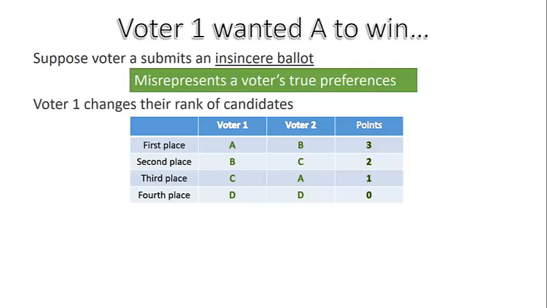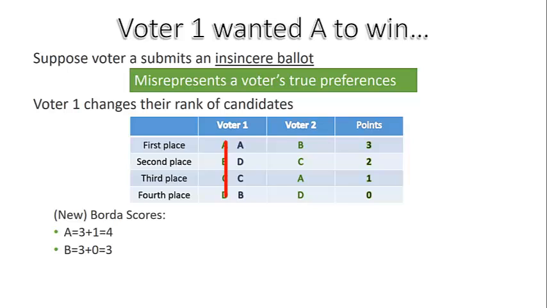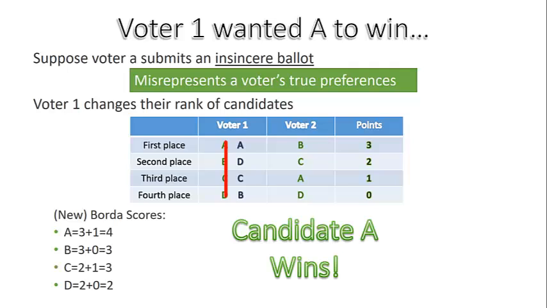So instead of voting how they really feel, they decide they're going to submit a list like this, where they have candidate D in second place, and they move candidate B down to fourth place. With these two ballots, if we compute the new Borda scores, we see that A still has a Borda score of 4, B now has a Borda score of 3, C a Borda score of 3, and D now has a Borda score of 2. So with this insincere ballot, sure enough, voter 1 was able to allow candidate A to win.